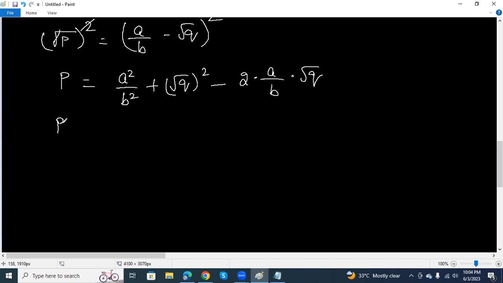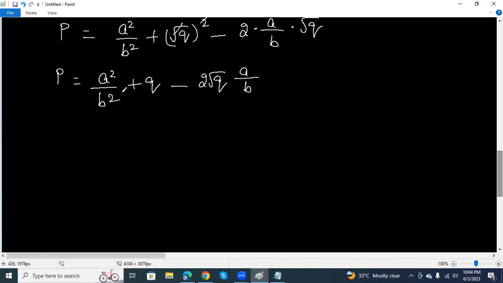Now, p is equal to a square by b square. Square and root get cancelled. It's plus q minus, which is nothing but 2 root q a by b. See, this is a rational, this is a rational, this is a rational. But here we have an irrational number.